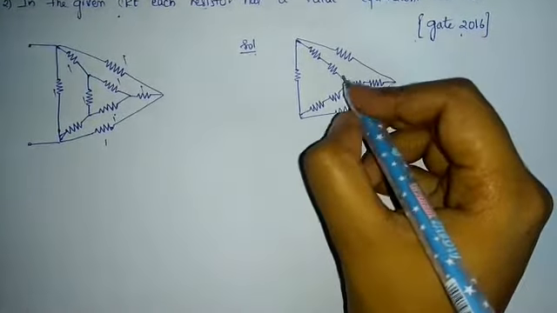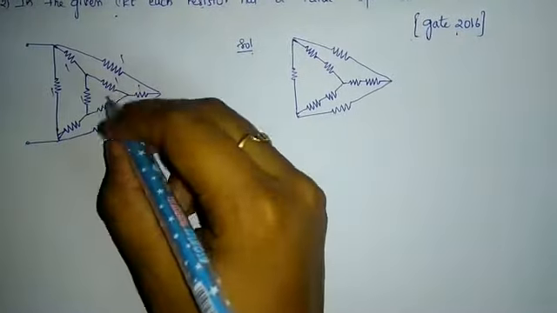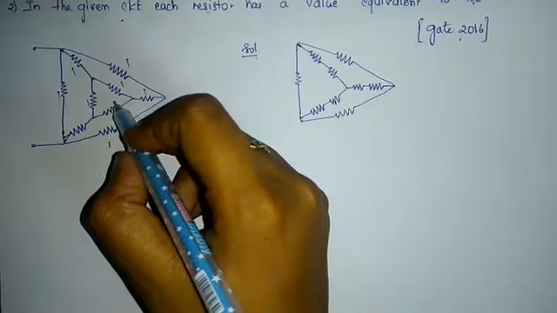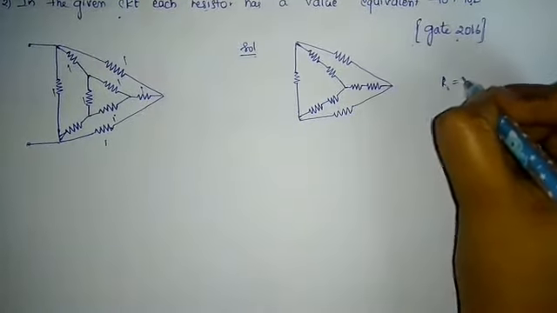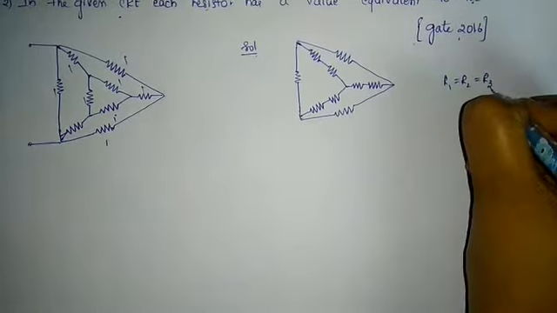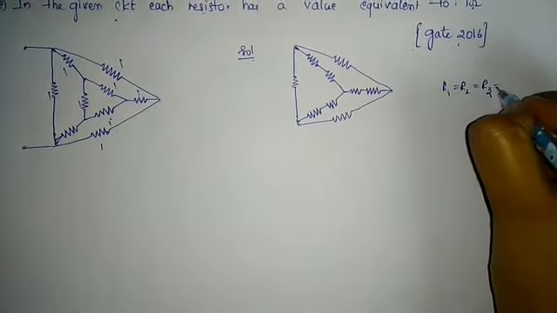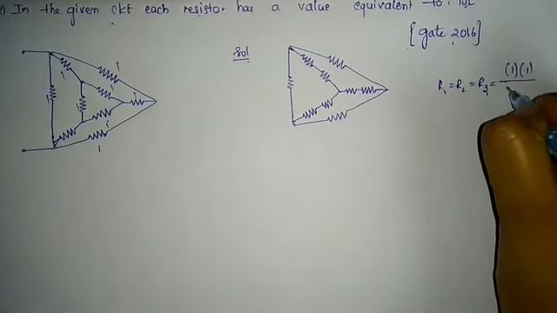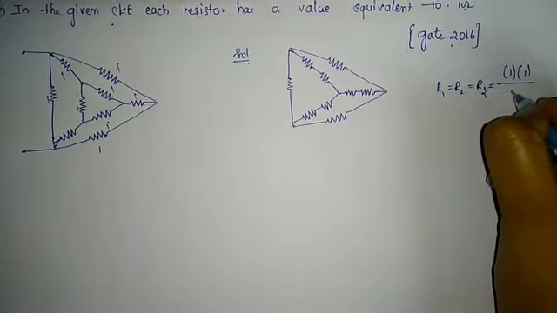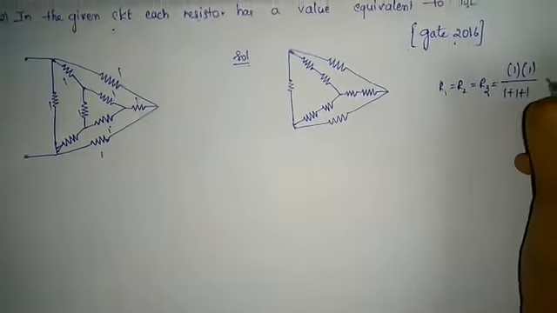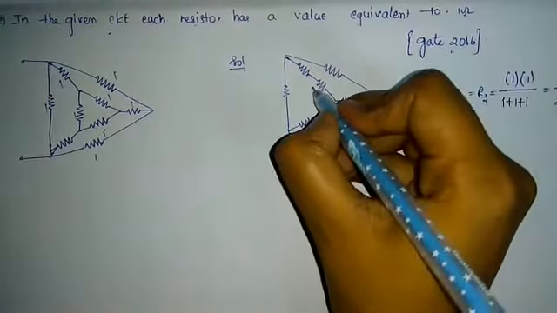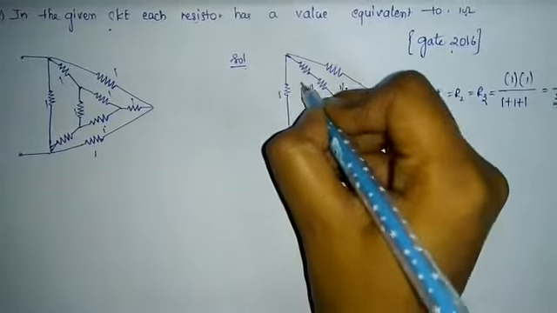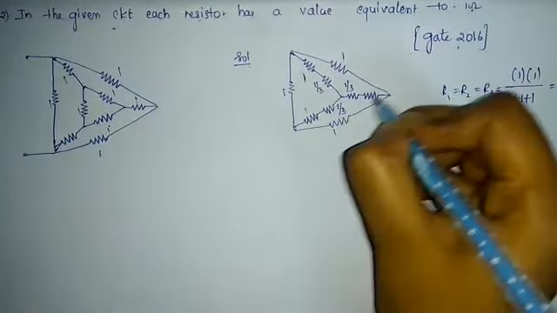Convert this delta network to the Y network. Then, as all the resistors present here are of 1 ohm, we will get the Y network with R1 equal to R2 equal to R3, since all the resistors here are equal. So by applying the formula to convert the delta to Y, the answer is 1 by 3. So every resistor here is 1 by 3, and the remaining resistors are all of 1 ohm only.